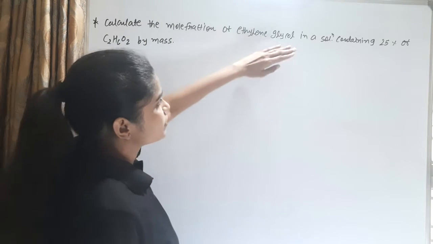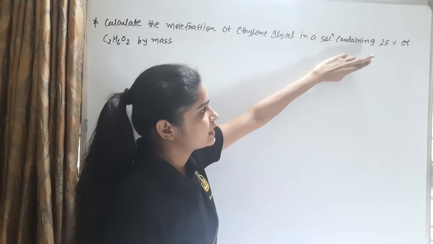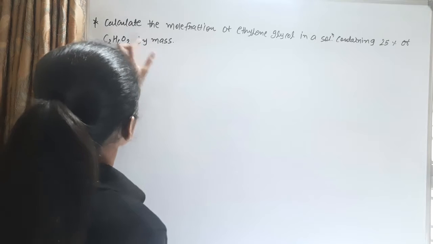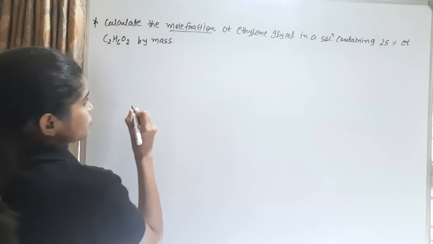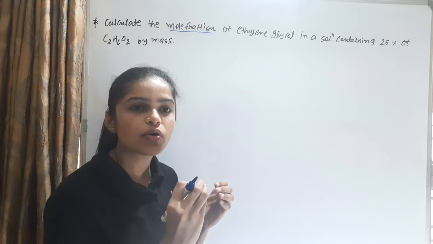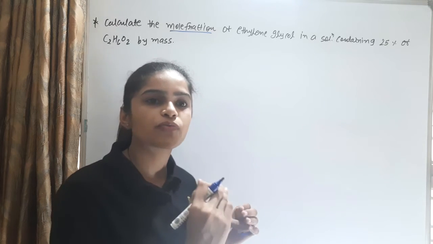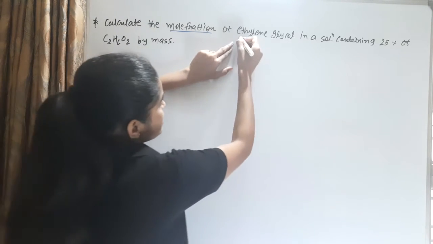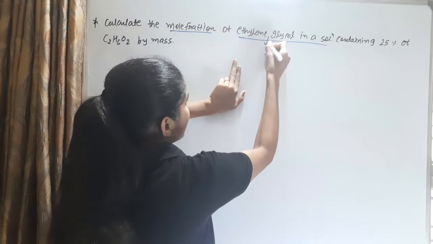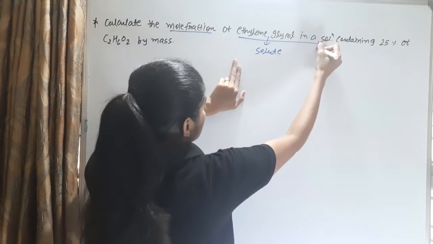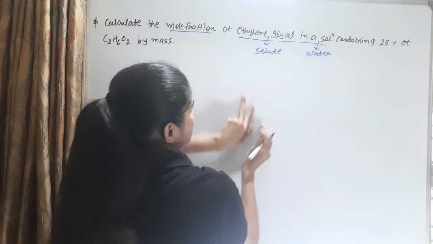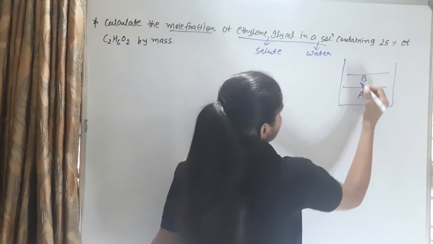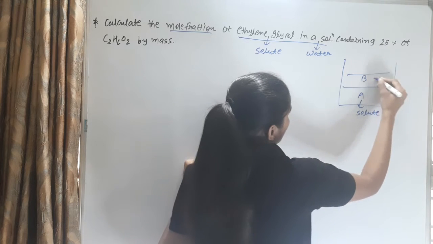Calculate the mole fraction of ethylene glycol in a solution containing 25% of C2H6O2, ethylene glycol, by mass. First, the mole fraction is the number of moles of component A upon the number of moles of component A plus the number of moles of component B. Here, ethylene glycol is the solute and the solution is made up of water. So this is a binary system. In the beaker, A is the solute and B is the solvent.